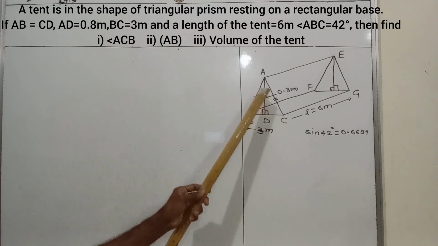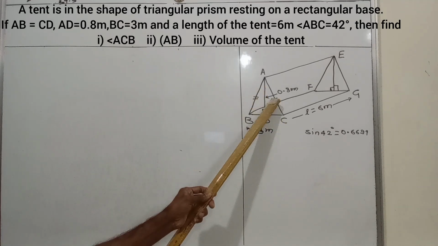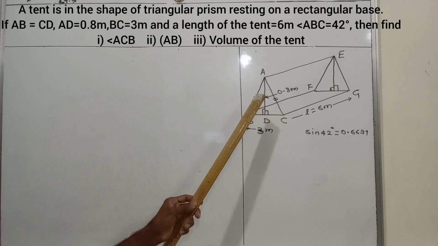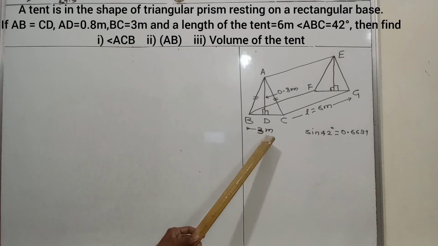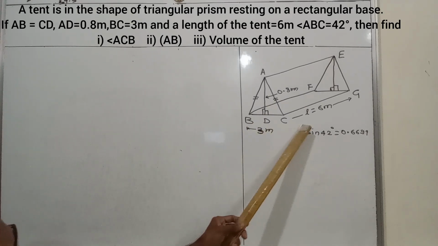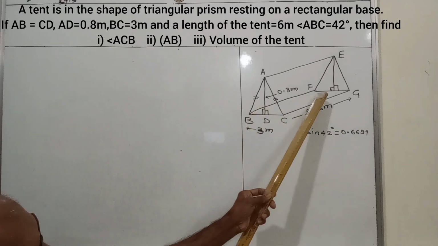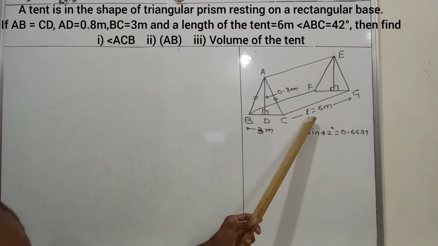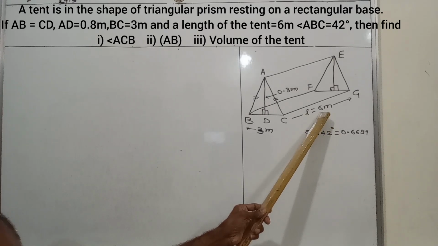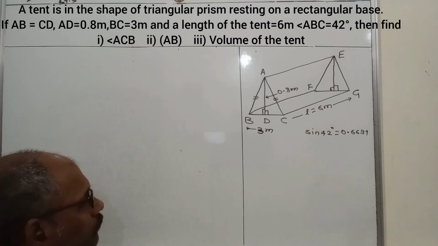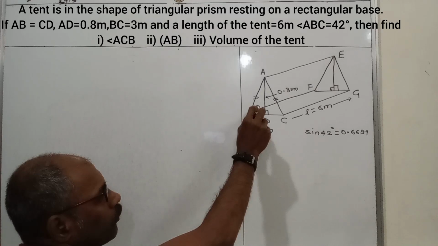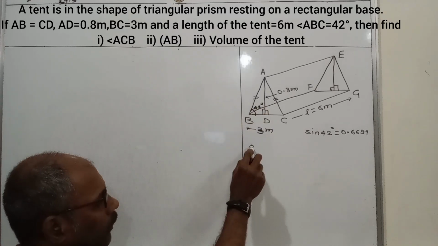BC, the base of this isosceles triangle, is 3 meter. And the length of the tent, or BF, CG, is equal to 6 meter. Angle ABC is 42 degree.